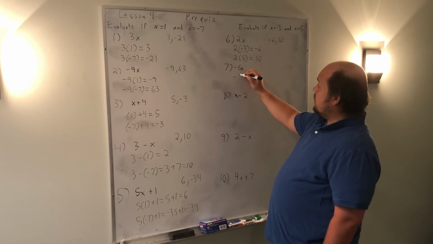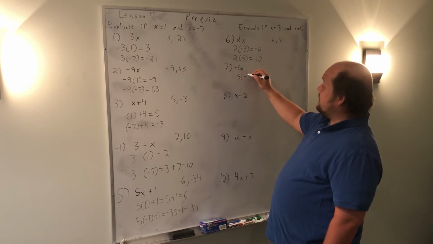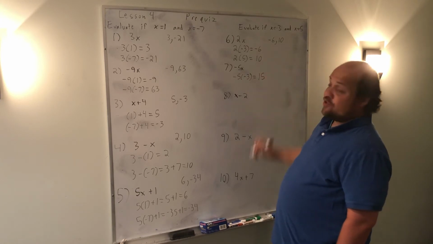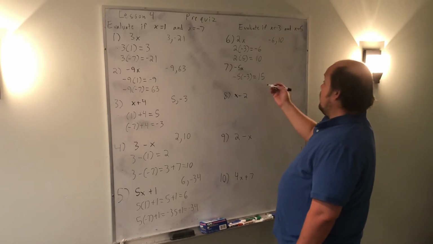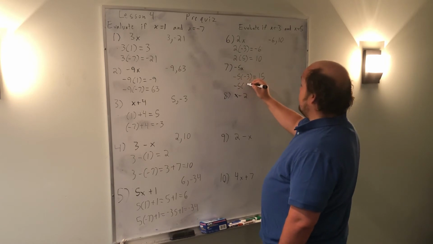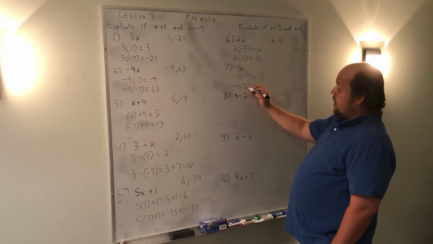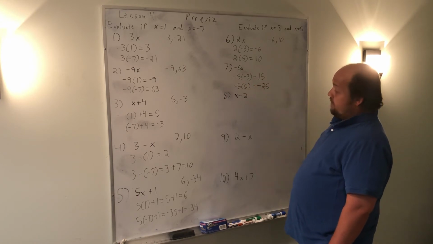For part 7, -5 times -3. Negative times a negative gives me a positive, so my answer is +15. -5 times a +5. Negative times a positive gives me a negative. 5 times 5 gives me 25.